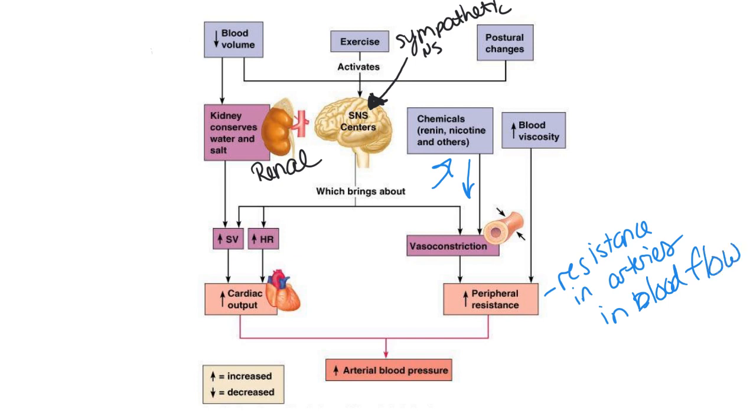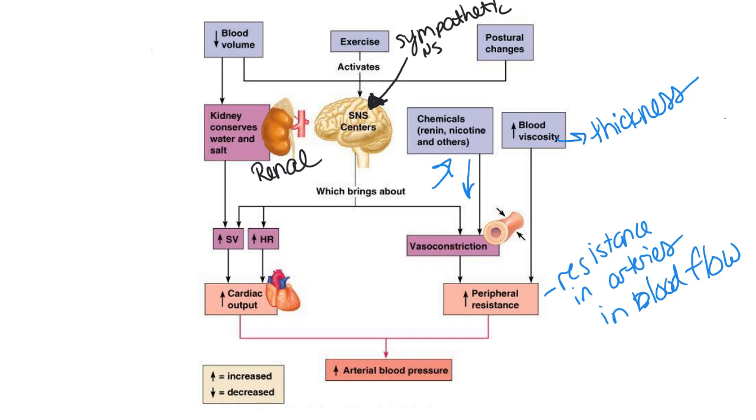So anything that causes vasoconstriction is going to increase peripheral resistance because I've narrowed or constricted the artery now. So certain chemicals, like you see listed there, like the renin will and the nicotine will, from cigarette smoke. Okay, also things that increase blood viscosity, right? Viscosity is our thickness of the blood. So things that increase blood viscosity are going to increase peripheral resistance. They're going to slow that down, which all in turn are going to increase blood pressure.